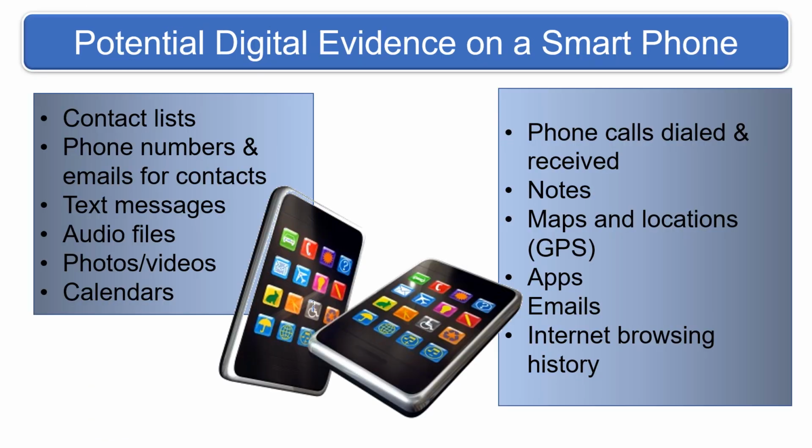So again, we talked about how smartphones are pretty much everywhere. What kind of evidence can you find just on a smartphone? Contacts, emails, all sorts of phone numbers, contact lists, the text messages, any audio files, photos or videos, calendars, any kind of notes. A lot of mapping software and GPS applications are on there. Some of the other apps themselves, certainly emails, and of course the internet browsing history. Again, this is why when you look at a cell phone, it's really important to see it as a piece of evidence and treat it as such.